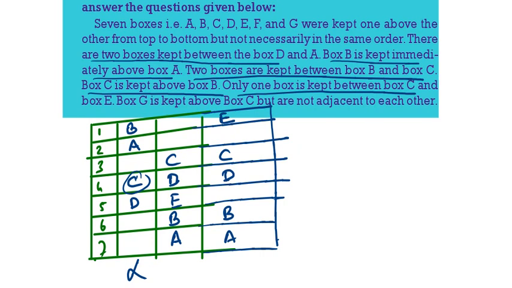Then G is kept above C but not adjacent to each other. So G we can take here. Here we are left out with F. G and C should not be adjacent. So this is wrong. This one is correct. First place G, second F, third C, fourth D, fifth E, sixth B, seventh A. Now come to the questions.